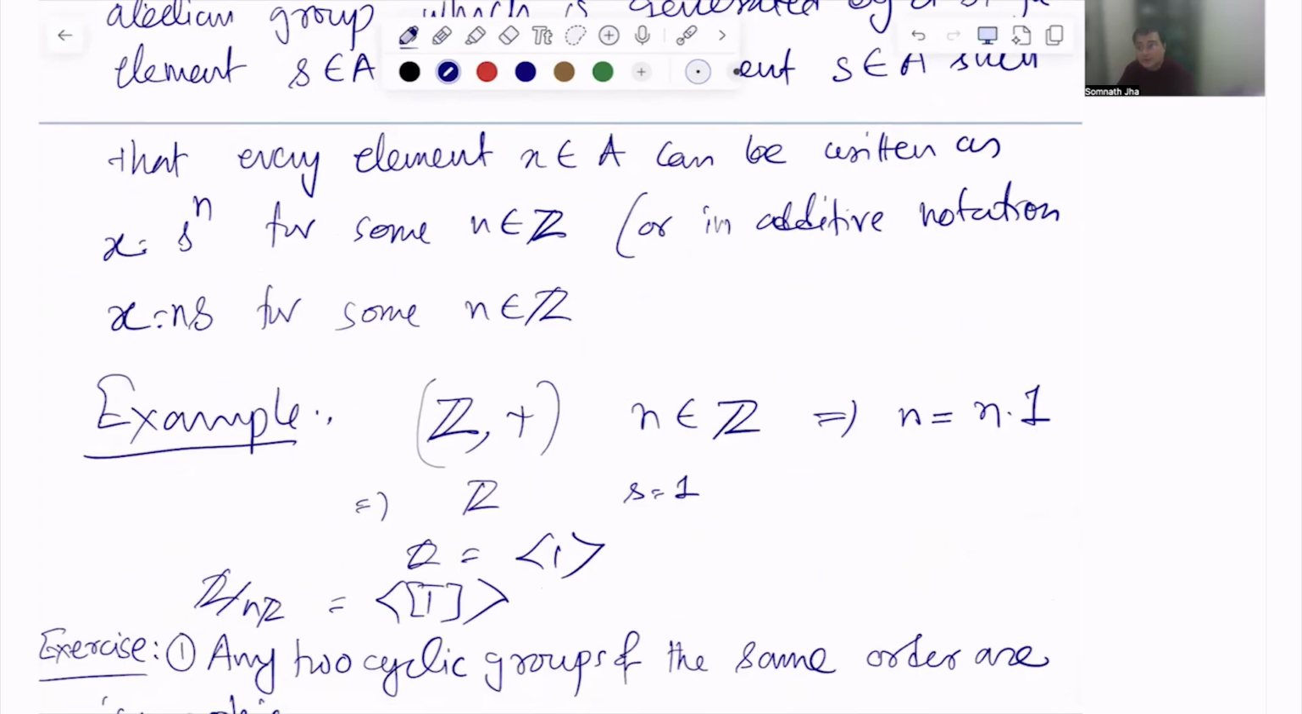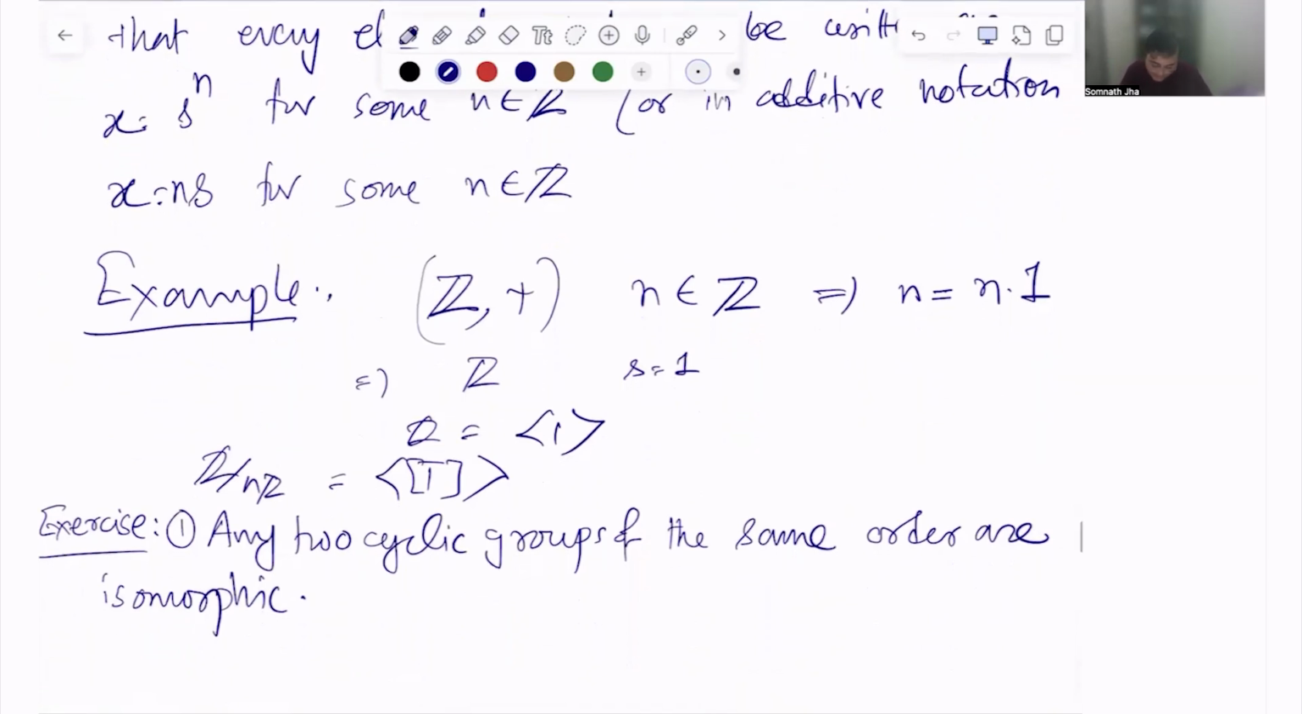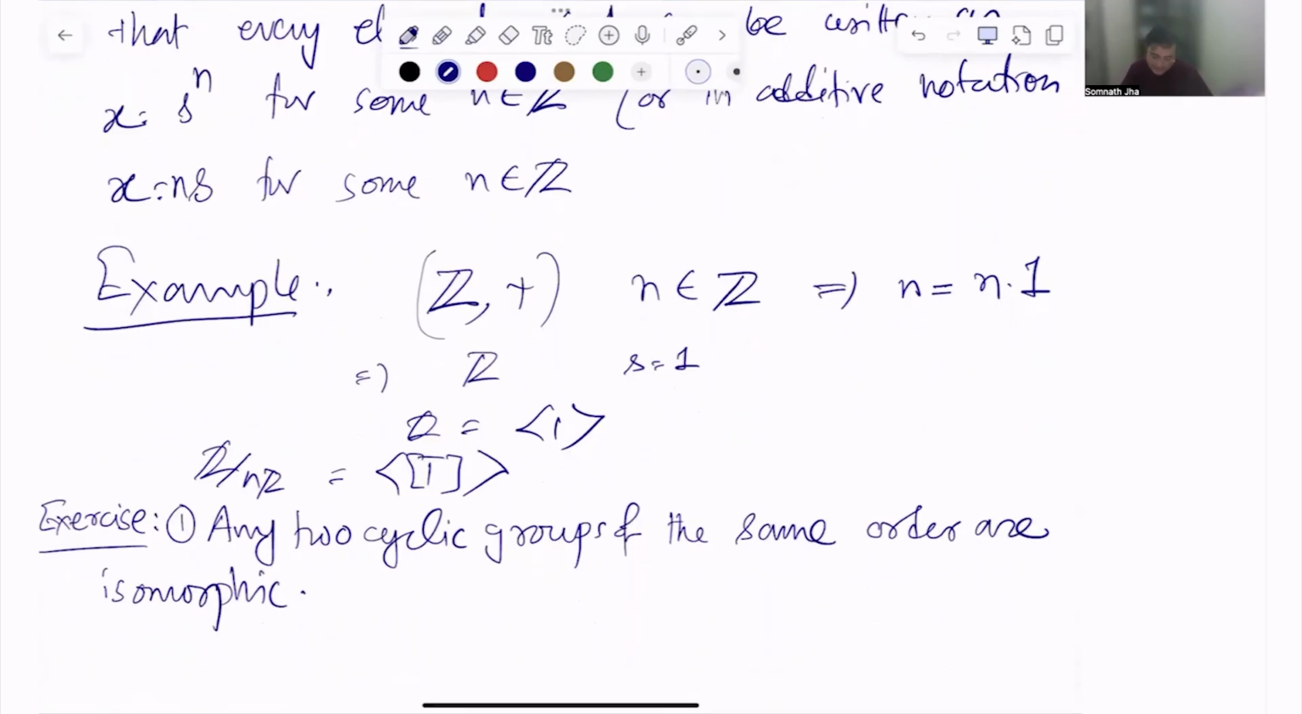So the generating set is not unique. Cyclic means there exists a generator, one element which generates the group, but it's possible that more than one element will also generate the group. So this is the example of a cyclic group. What kind of groups are cyclic groups? One thing we'll see is that it is easy to see any two cyclic groups of the same order are isomorphic to each other. So in some sense, cyclic groups are the simplest kind of groups.